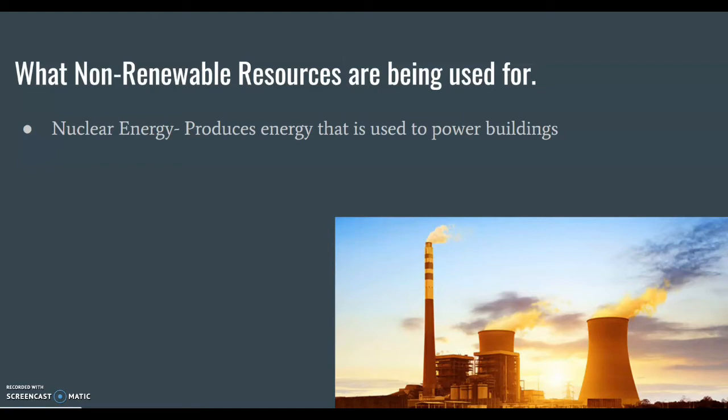Nuclear energy specifically comes from more radioactive elements like uranium. It's extracted from mined ore and then refined into fuel. And the reason these resources are used primarily over renewable resources is because they are just cheaper for production, which is why they are so heavily consumed.